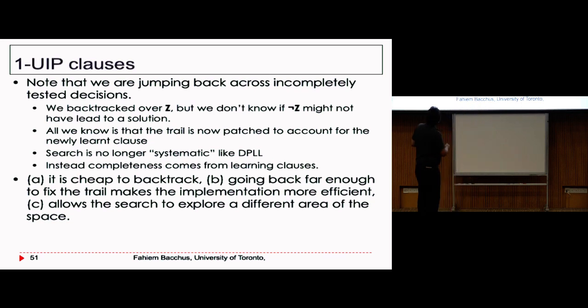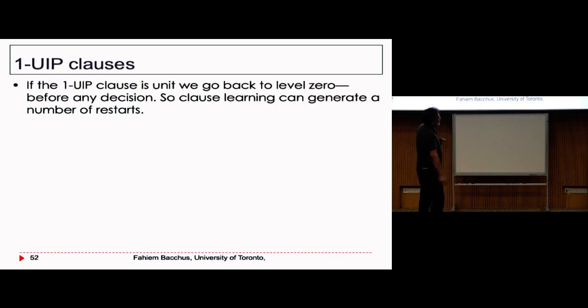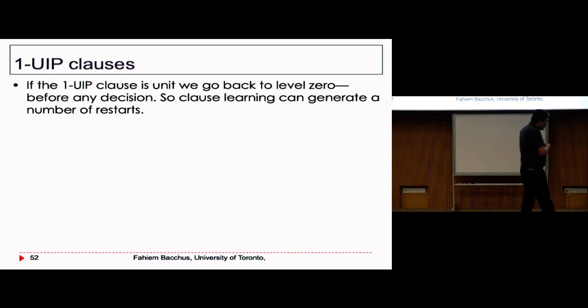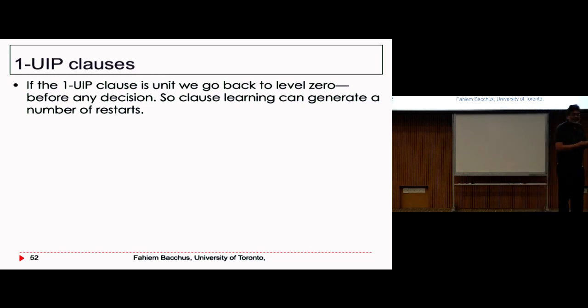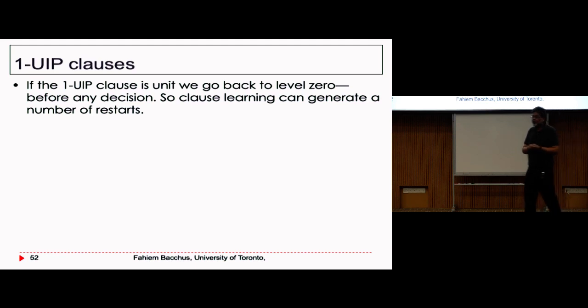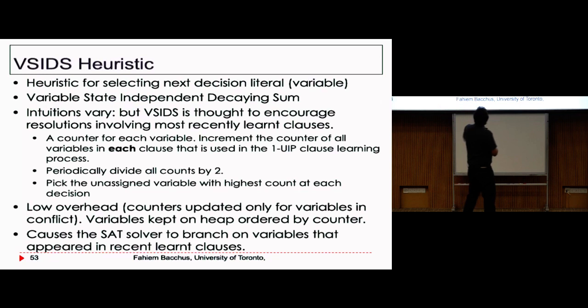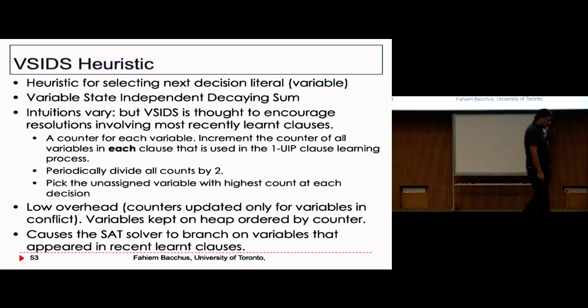Okay? And in fact, unit propagation often finds unit clauses. So when you solve these large industrial problems, you'll often get thousands of unit clauses that you learn. And every time you learn a unit clause, you're going to backtrack basically to the root before any decisions are made. And so these learned unit clauses actually generate restarts of the solver. Okay? So that's clause learning.